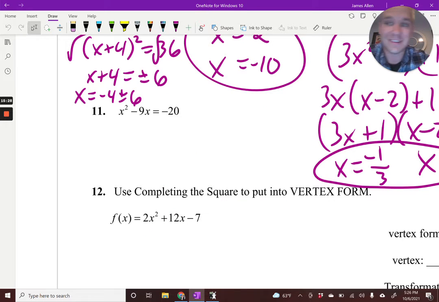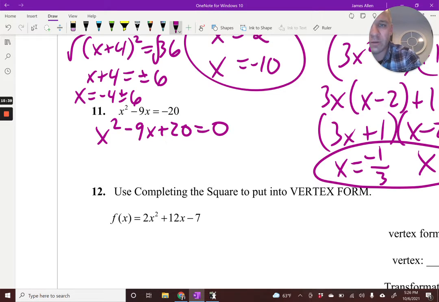Almost missed number 11 by accident. All right, let's see here. I need to set this equal to 0 if I'm going to solve by factoring, and I think that's going to be the easiest method. So let's see here. X squared minus 9x plus 20. My go-to is always factoring first. If you like to avoid that, it's okay. Maybe one day you'll like it, just like me.